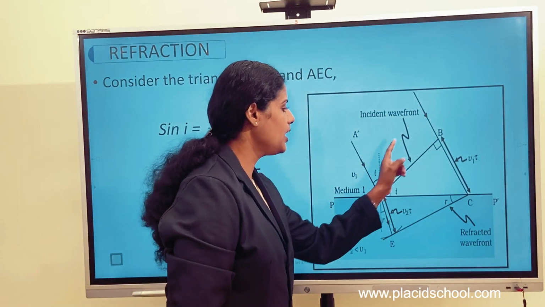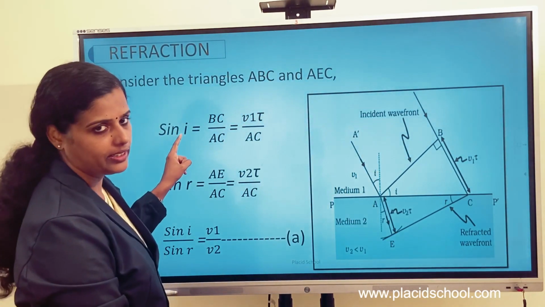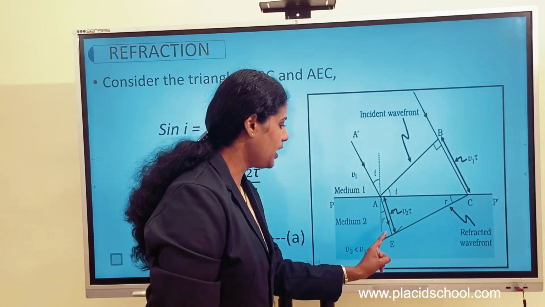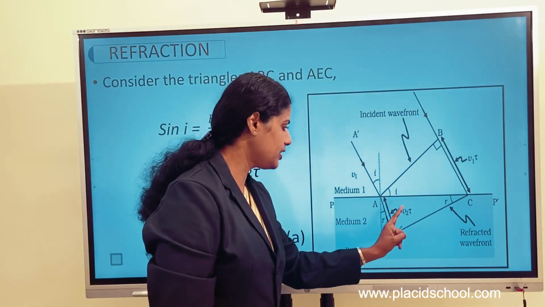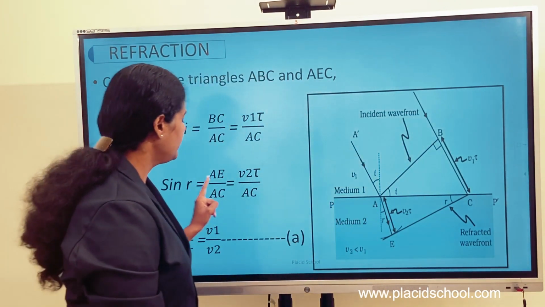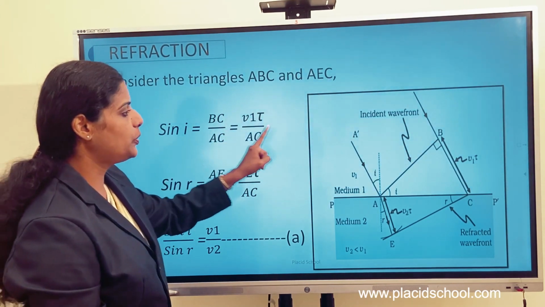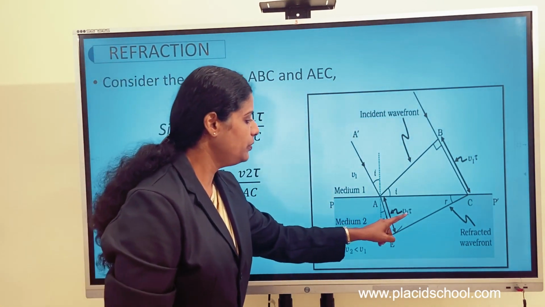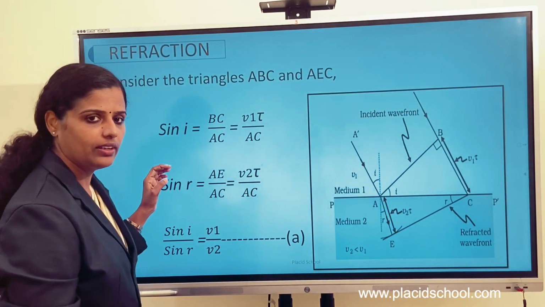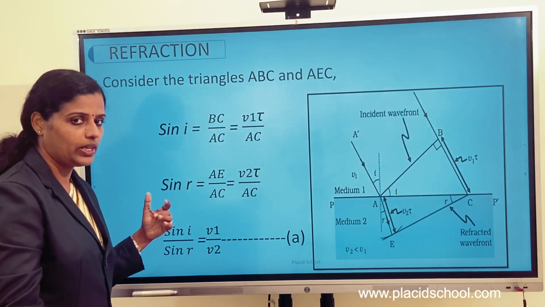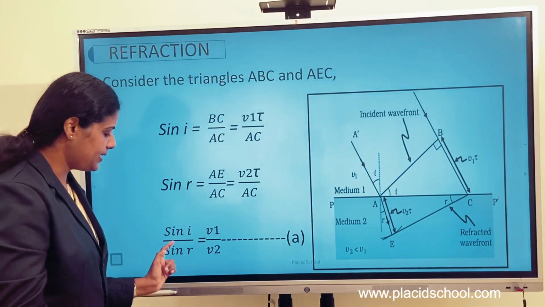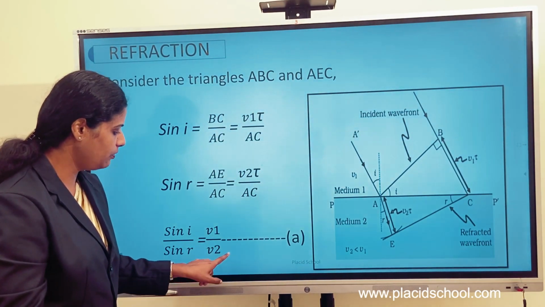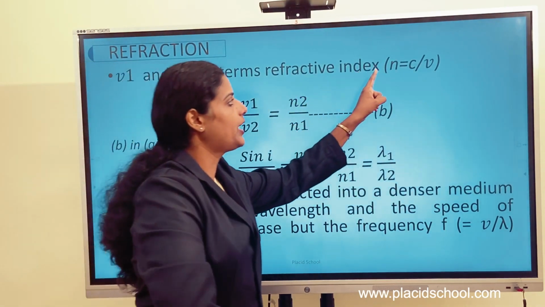And consider the triangles ABC and AEC. From ABC, sine of i is equal to the opposite side by the hypotenuse, BC by AC. Then from triangle AEC, sine of r is equal to the opposite side AE by AC. BC we know is v1 into tau, so BC by AC is v1 tau by AC. Similarly, AE is v2 tau by AC. Now we are going to find whether it matches Snell's law or not. Sin i by sin r, cancelling these terms, we get v1 by v2.